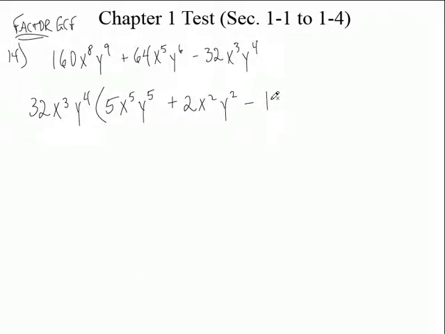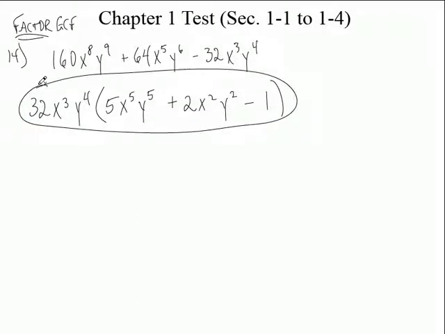Don't leave a blank. Don't just leave nothing. Don't just say, well, nothing goes into it. Sure it does. 1 goes into it. So you need that 1 there. That's very, very important. And if you wanted to check yourself to see if you did it right, you could always take this greatest common factor, multiply it by all 3 of these things, and you should come out to what you started with. Alright? And that's your answer right there.